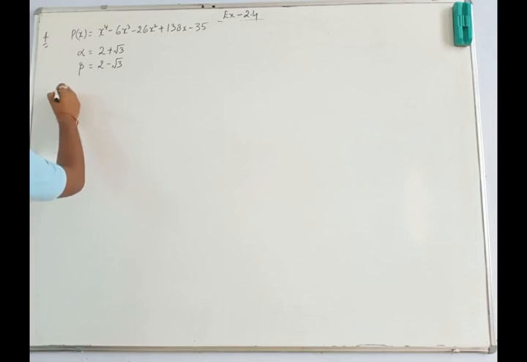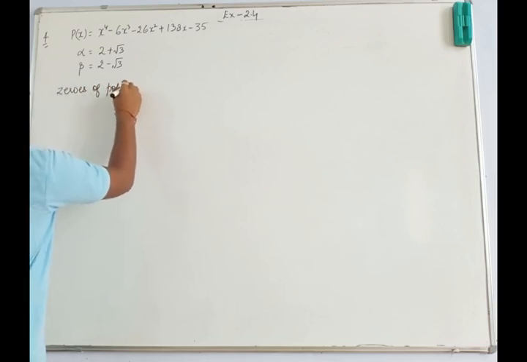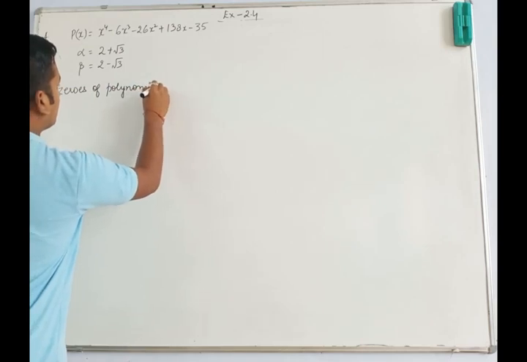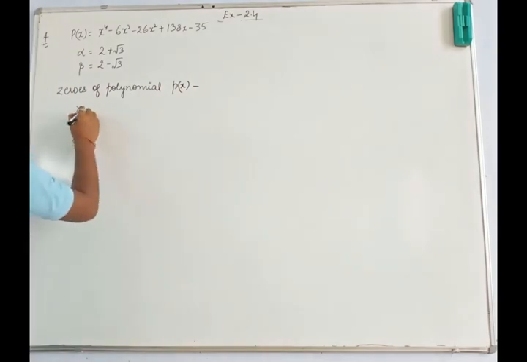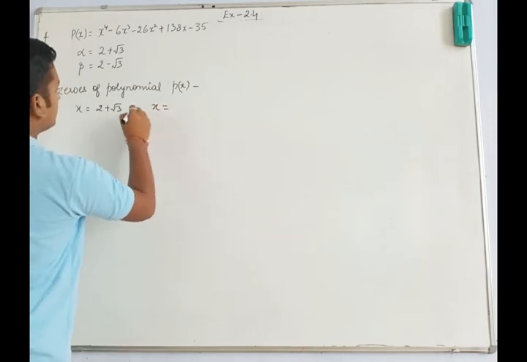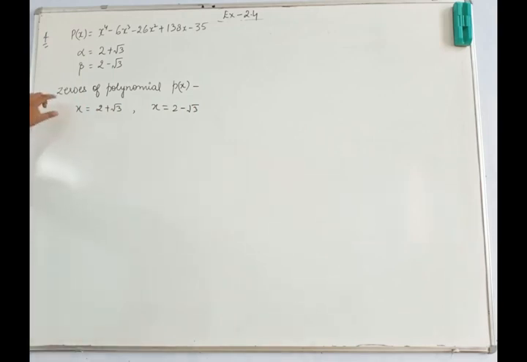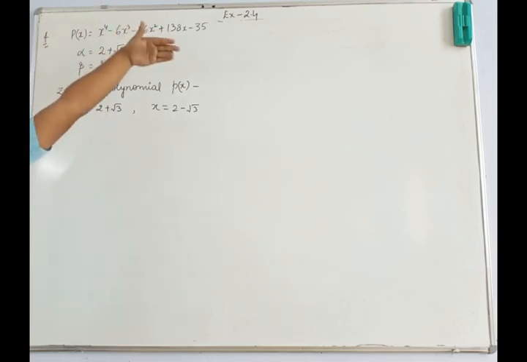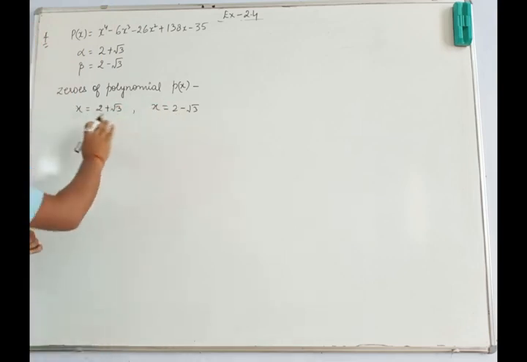Now, zeros of polynomial px: x is equals to 2 plus root 3, x is equals to 2 minus root 3. Both of them are values of x. Why? Because both are the zeros of px. Okay, if we put these values of x in here, we will be getting px equals to 0. So we will be getting the value of px as 0. That is why we have written x is equals to this and that.